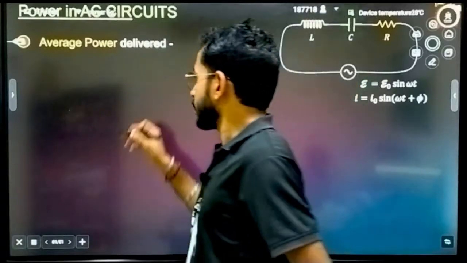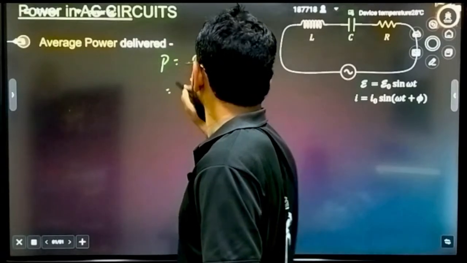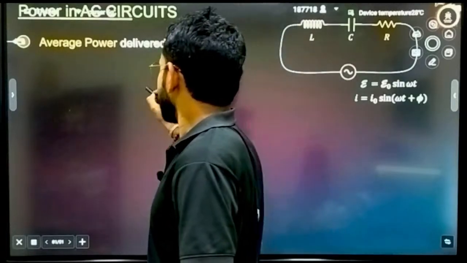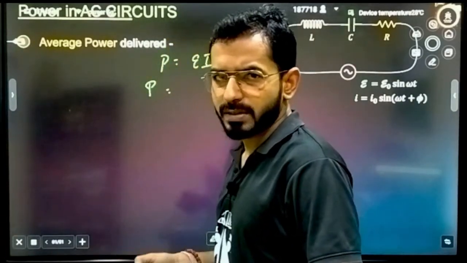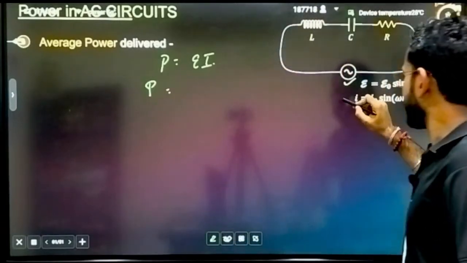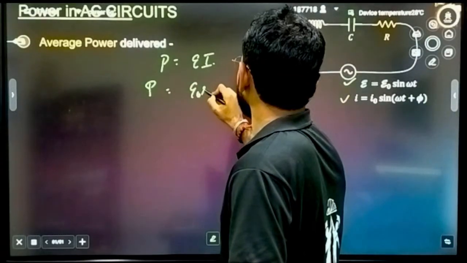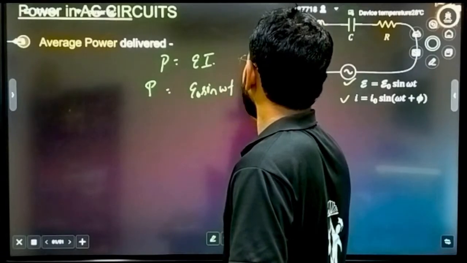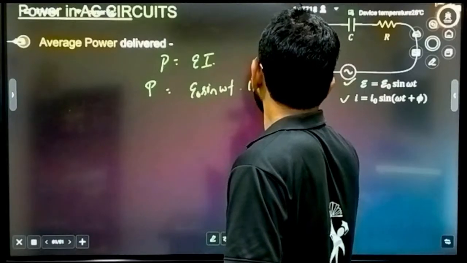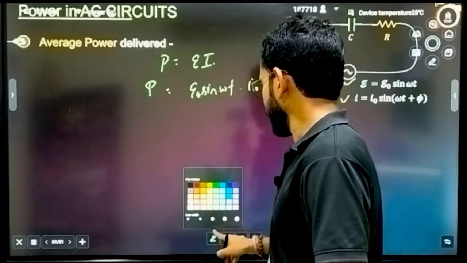So power formula is what? Power is equals to E into I. So if you want to calculate average, let's firstly write the equation for power only, then we will see what is the possible equation for average power. EMF equation is given here, current is also given here. कैसे लिखोगे? EMF is given as E naught sine of omega t multiplied by current. Current is what? I naught sine of omega t plus phi. This is what you will be writing.